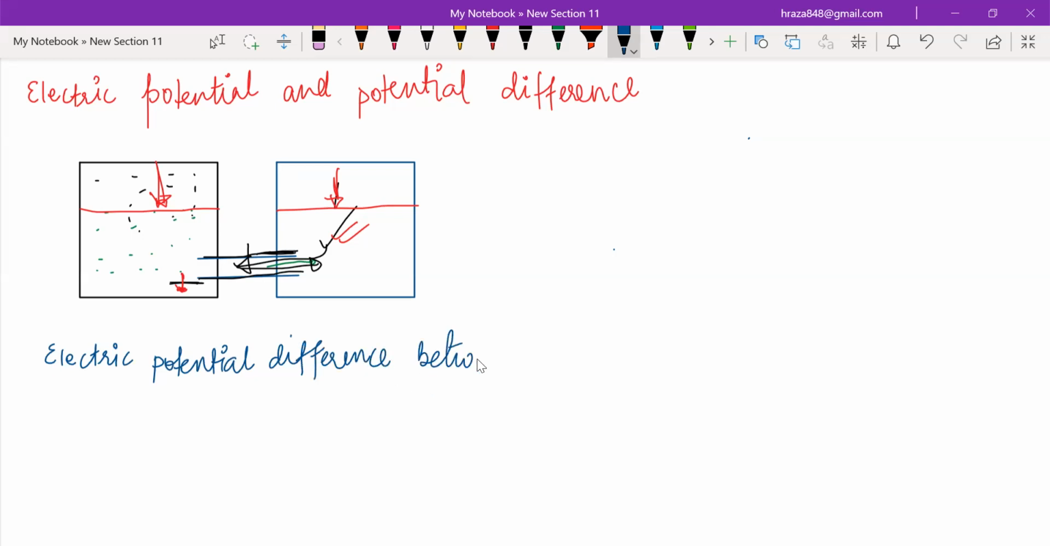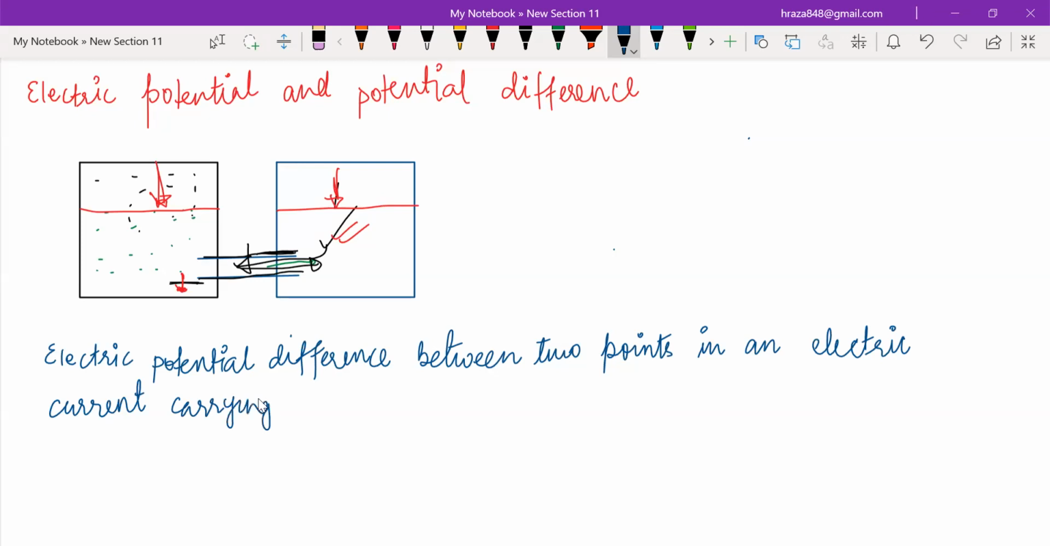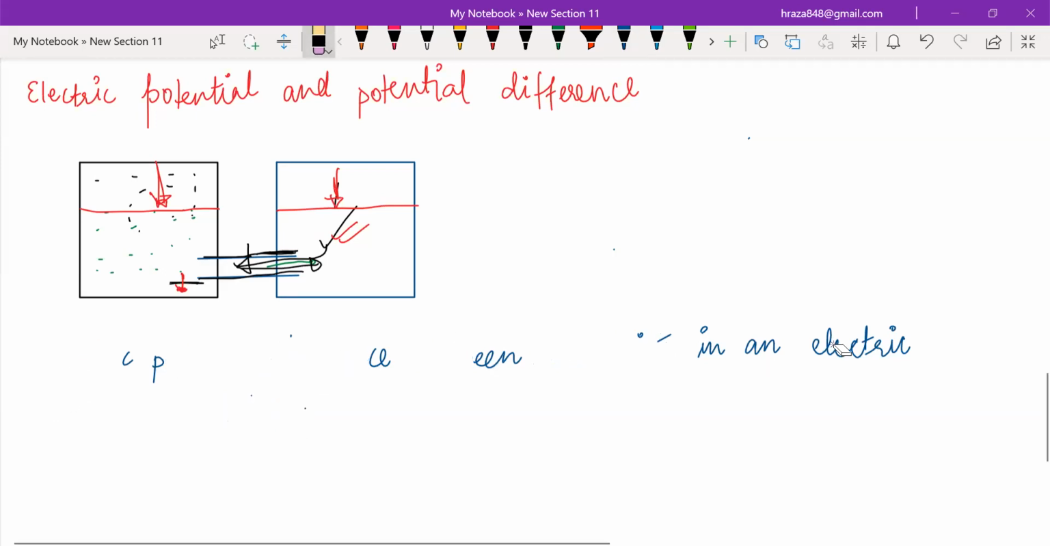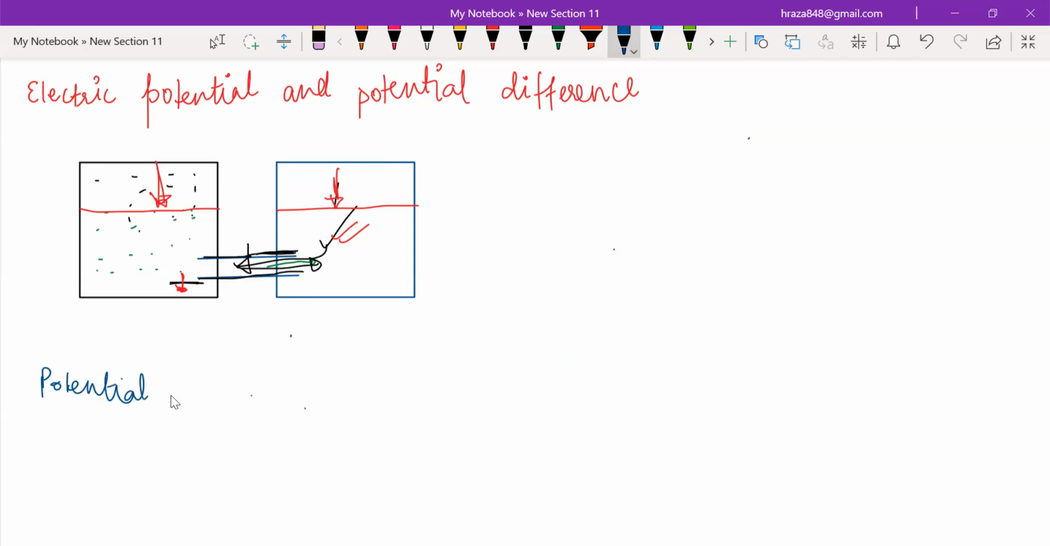between two points in an electric current carrying... Oh, wait a minute, I'm just making it complicated. Sorry. Okay. We can directly define potential difference is defined as, or electric potential, both are same.